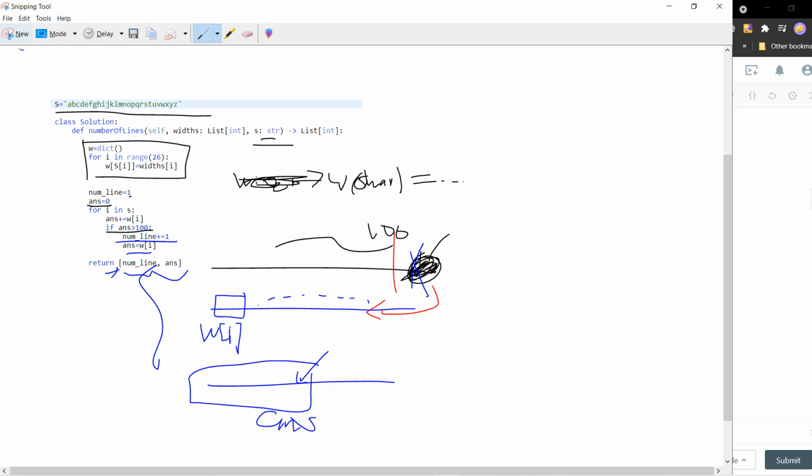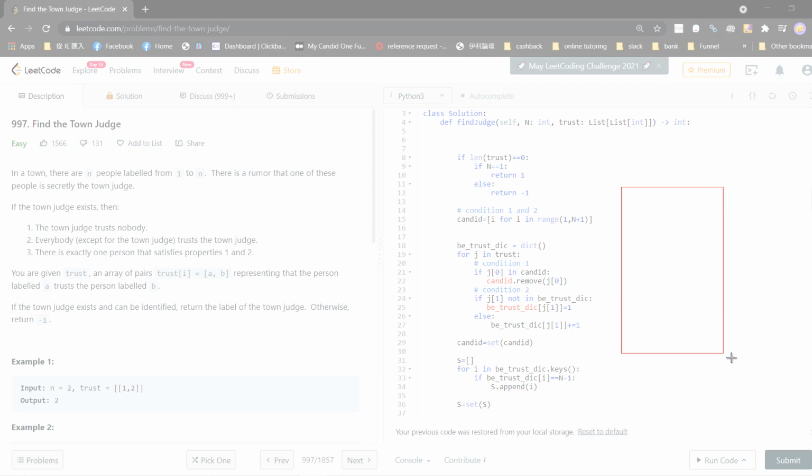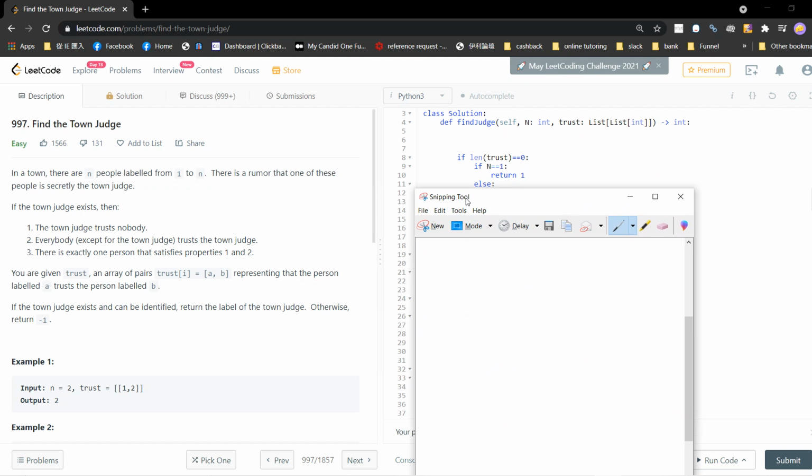Welcome guys, welcome to my LeetCode solving section. So today let's solve 997, Find the Town Judge.